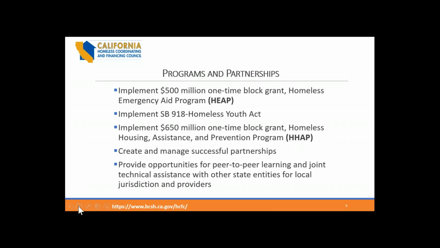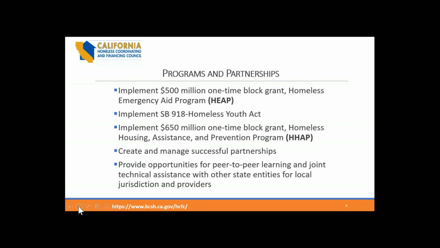So the programs and partnerships. Originally everything was housed under the council, and it still is, but with the additional scope of work and the additional $650 million, we've split it into two priorities. I oversee the programs and partnerships portion, and Jenny Puttyfoot, who is our executive officer, is working on the council side and the statewide strategic action plan. My focus is implementing HEAP, the SB 918, the new program HAPP, and successfully managing the partnerships that we have developed over this last year.